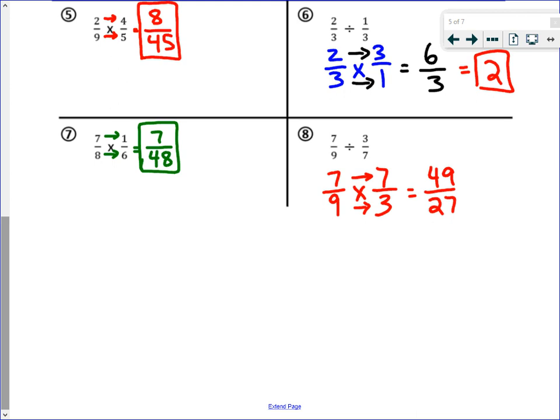49 over 27. 27 has factors 1, 3, and 27. And 9. Don't forget about 9. 49 is pretty easy. It only has 7. So 7 doesn't go into 27, so therefore this is our final answer. So 49 over 27.